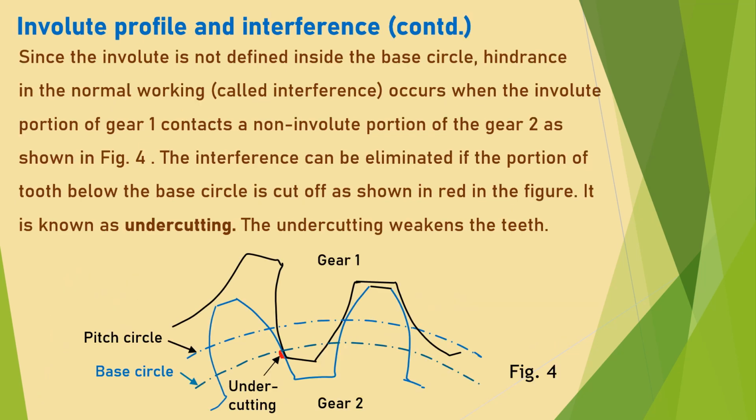Since the involute is not defined inside the base circle, hindrance in the normal working, called interference, occurs when the involute portion of gear 1 contacts a non-involute portion of gear 2 as shown in figure 4. The interference is highly undesirable, and it can be eliminated if the portion of the tooth below the base circle is cut off, as shown in red in the figure. It is known as undercutting. The undercutting weakens the teeth.